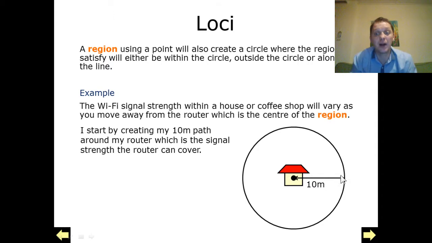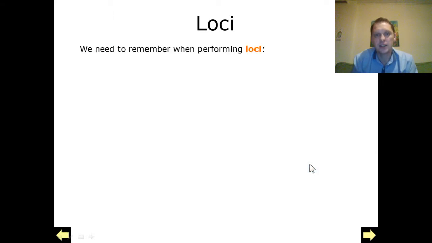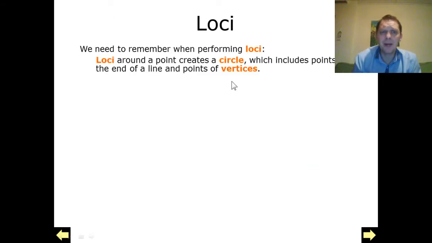Anytime that you're creating a path from a point, it will always create a circle, of a 10-meter radius in this case. I would shade in this region just on the inside, because everywhere within this region is where I would get signal. Anywhere outside of this, I don't get signal, in which case this region does not satisfy my problem. Everywhere within this circle, I would get Wi-Fi strength. So, key points to remember: anytime that we're creating loci or a path around a point, it's going to be a circle.